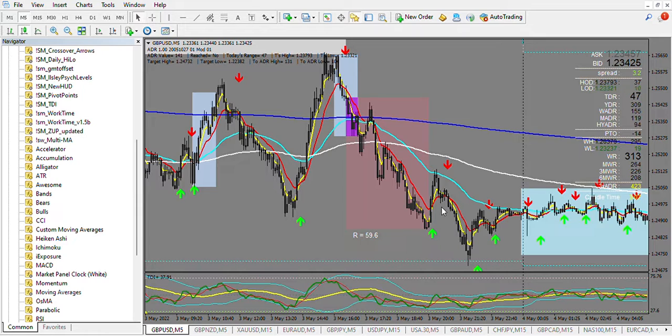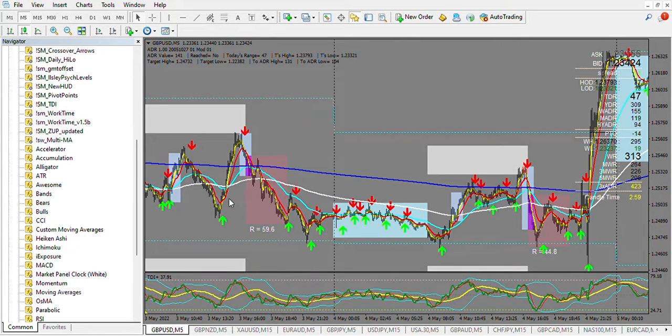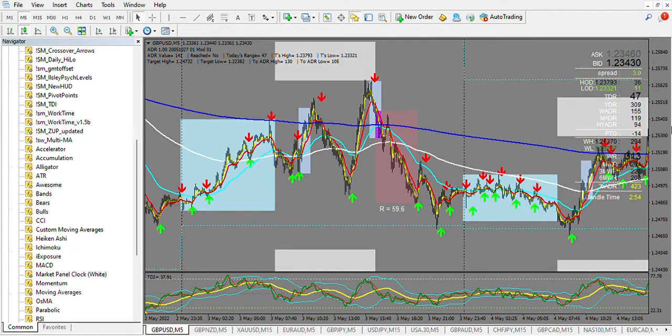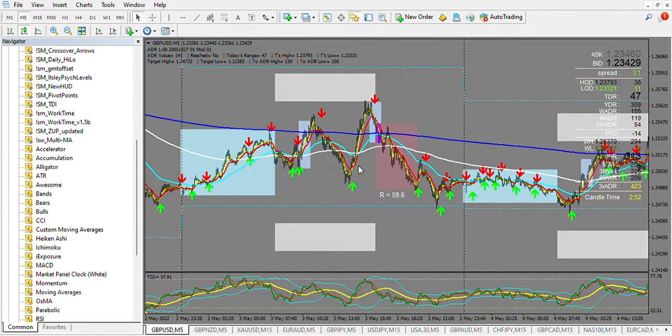So this right here is the 5-minute chart. This is May 3rd. I'm going to zoom out so you can see what is going on here. So this is the beginning of the day right here in this blue box. This is 5 p.m., the Asian session. This is the range condition right here. We have range. This is the beginning of the day.